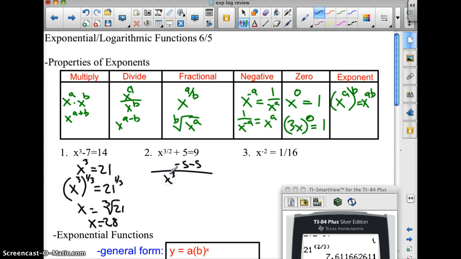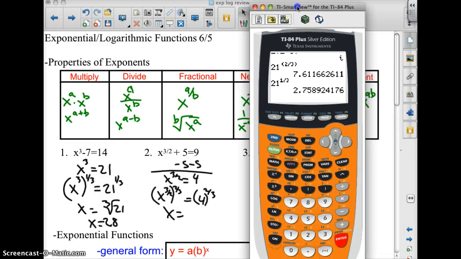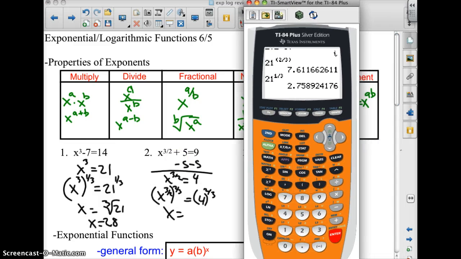All right, so I get x to the 3/2 equals 4. And then I raise both sides to the reciprocal power, the 2/3, just like that. And I get x equals 4 to the 2/3. Which again, unfortunately, doesn't come out evenly. I should have picked some of these that come out even, I guess. But we can just do it on the calculator.